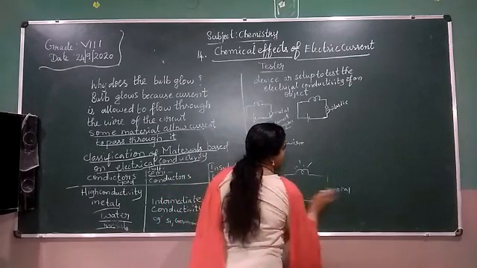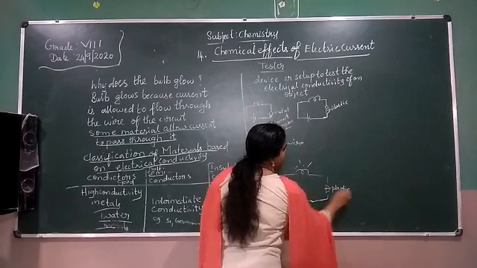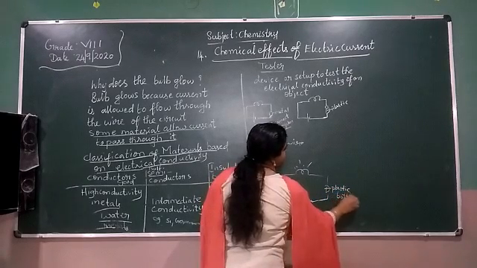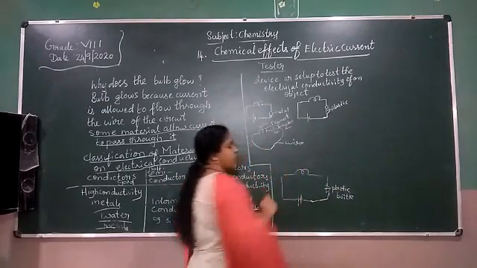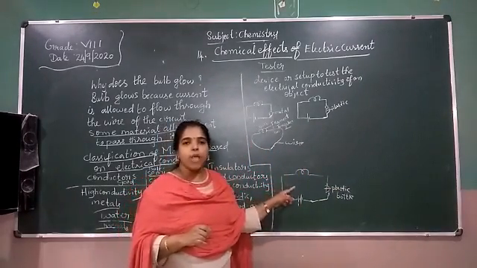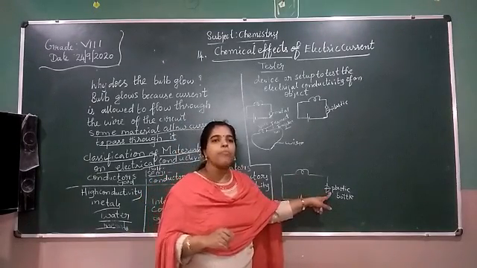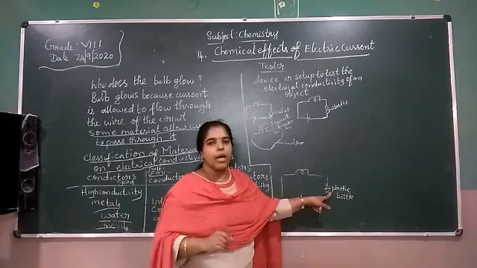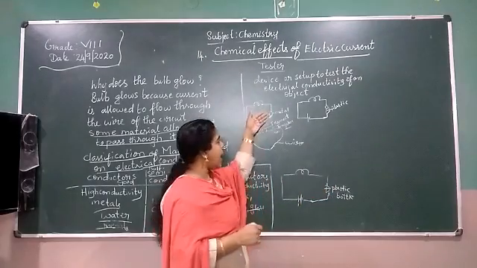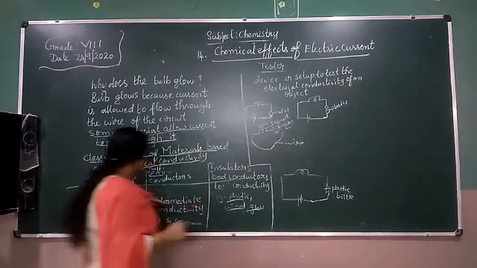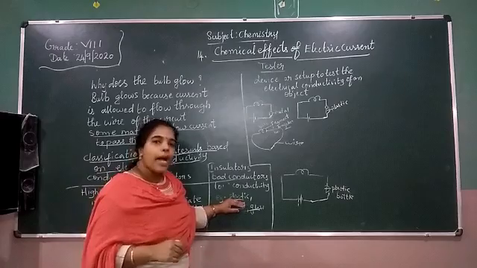Instead of the metal here, I take a plastic bottle. If I keep the plastic bottle, the bulb does not glow. Why? Because plastic is an insulator. The plastic does not allow the current to flow through it. That's why the bulb does not glow. So with this activity, we proved that metals are good conductors and plastics are very bad conductors.